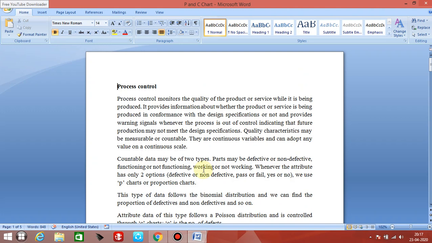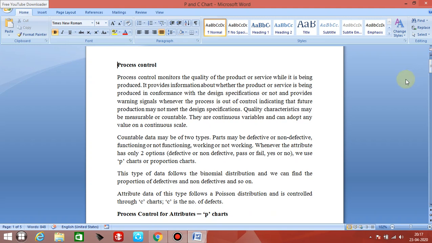Today we will start with process control under statistical quality control. Process control monitors the quality of the product or service while it is being produced. It provides information about whether the product or service is being produced in conformance with the design specifications or not, and provides warning signals whenever the process is out of control, indicating that future production may not meet the design specifications.